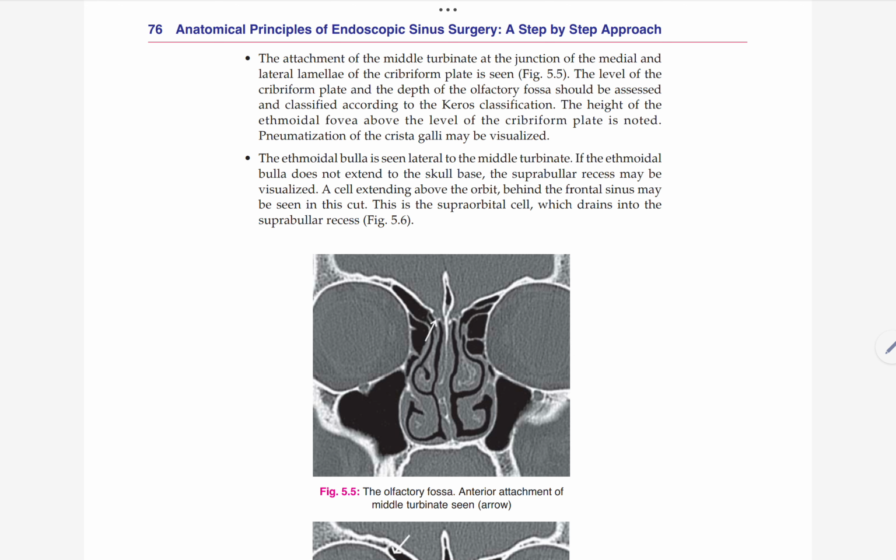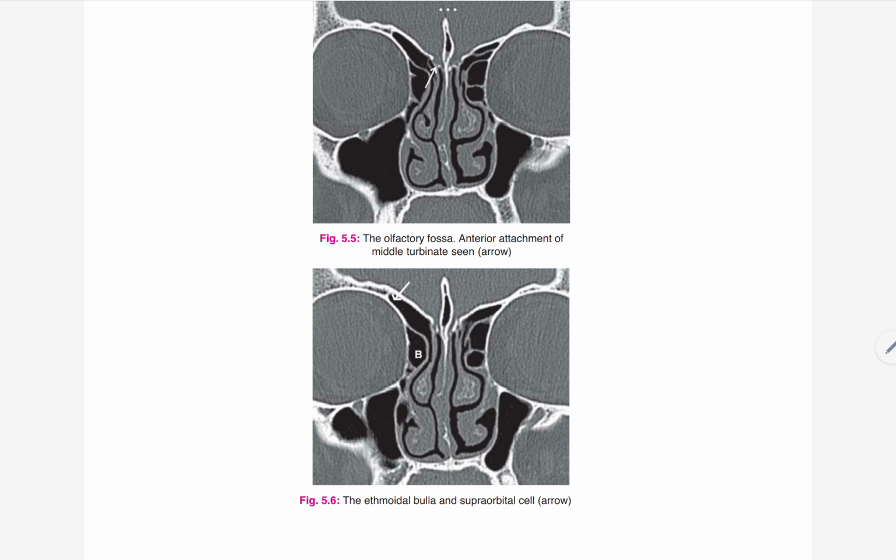The ethmoid bulla is seen lateral to the middle turbinate. If the ethmoidal bulla does not extend to the skull base, the suprabullar recess may be visualized. A cell extending above the orbit behind the frontal sinus may be seen in this cut. This is the supraorbital cell, which drains into the suprabullar recess. Olfactory fossa, anterior attachment of the middle turbinate is seen. The ethmoidal bulla and supraorbital cell have been seen.